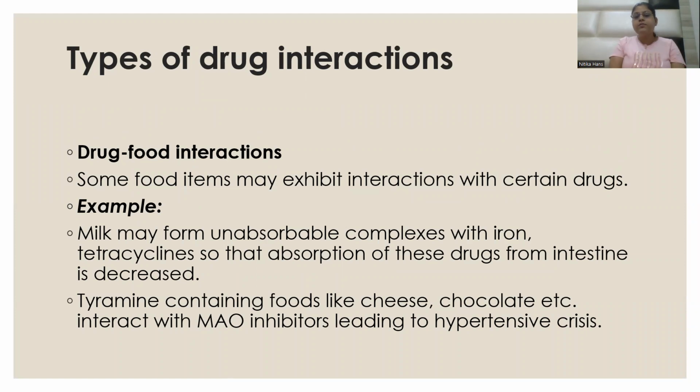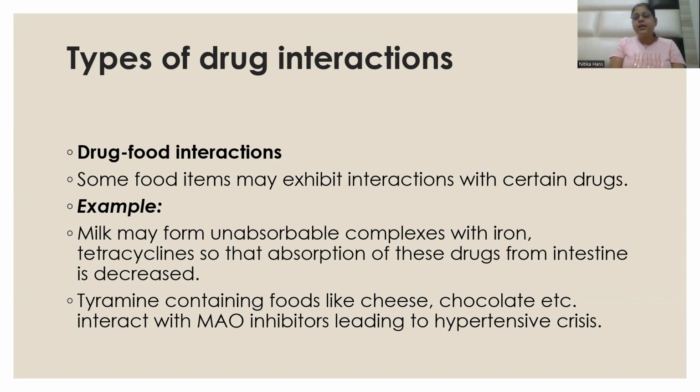And tyramine, which is an indirectly acting sympathomimetic agent, is contained in cheese, chocolate, etc. It will interact with MAO inhibitors. Monoamine oxidase, MAO, is responsible for the metabolism of adrenaline and noradrenaline in the body. When this MAO is inhibited, increased levels of adrenaline will lead to hypertensive crisis.